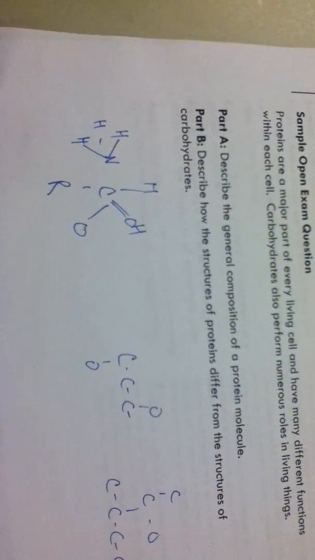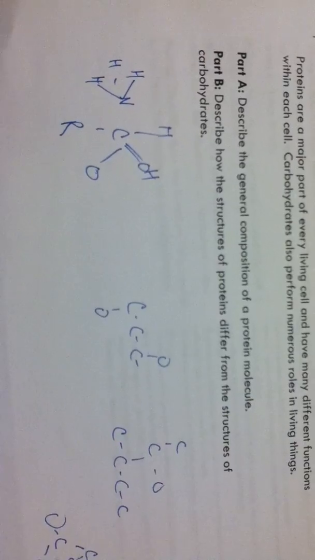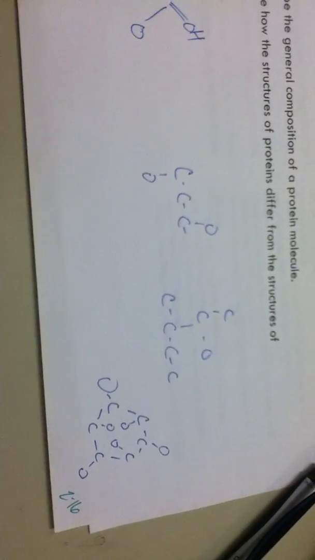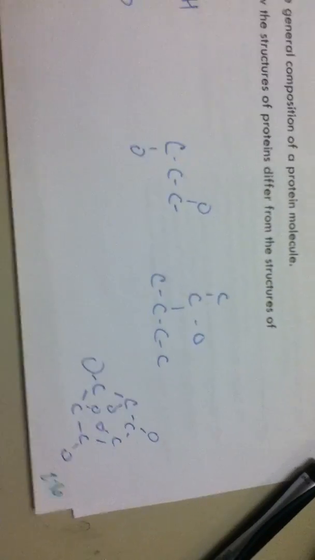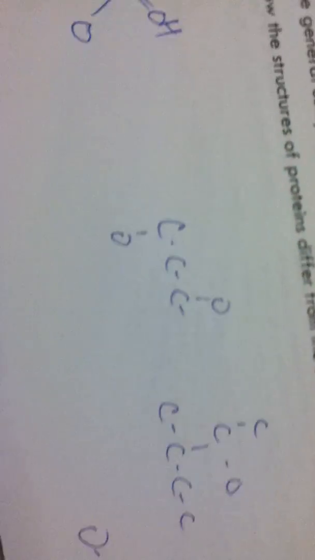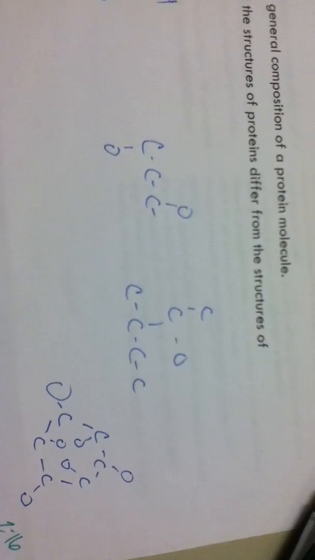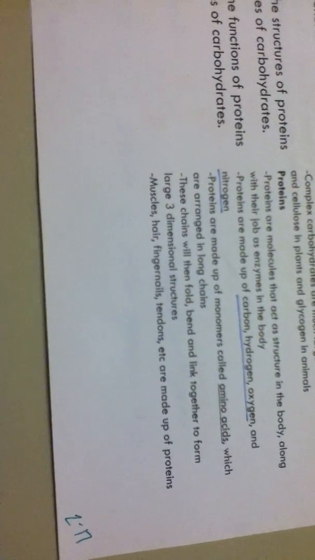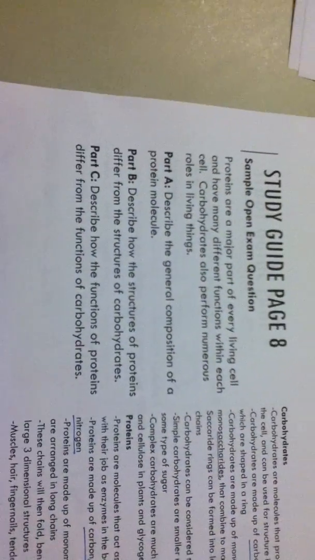Describe how the structure of a protein differs from the structure of a carbohydrate. You see that's your protein structure. Your carbohydrate can be a chain, a branched chain, or a ring. The big difference also is that your amino acid is going to have a nitrogen, whereas your carbohydrates are just carbon, oxygen, and hydrogen. All right, and then part C.